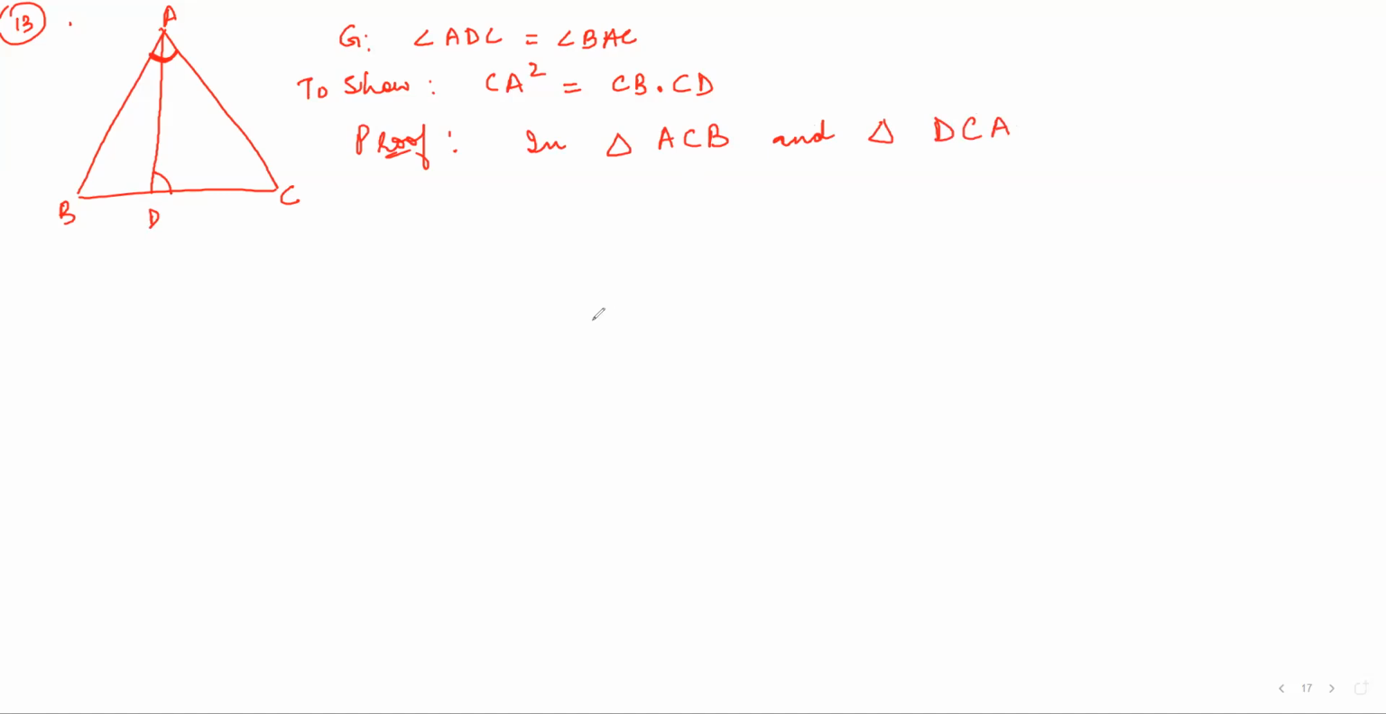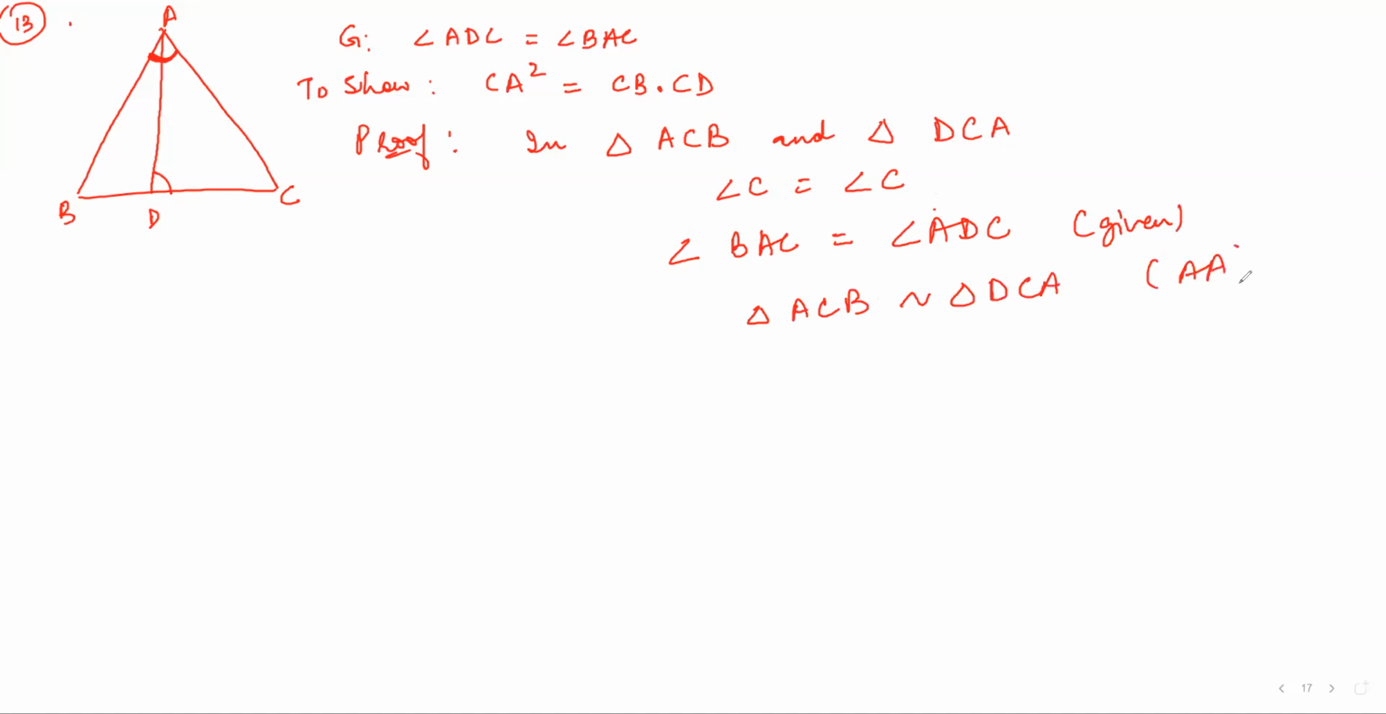So let me try to show them similar first of all. Now in these two triangles, angle C is common. Angle C is equal to angle C, and one thing is given, that angle BAC is equal to angle ADC. So this is given and this is common. So by AA criteria, the two triangles are similar. Triangle ACB is similar to triangle DCA by AA criteria, right? Yes, ma'am.